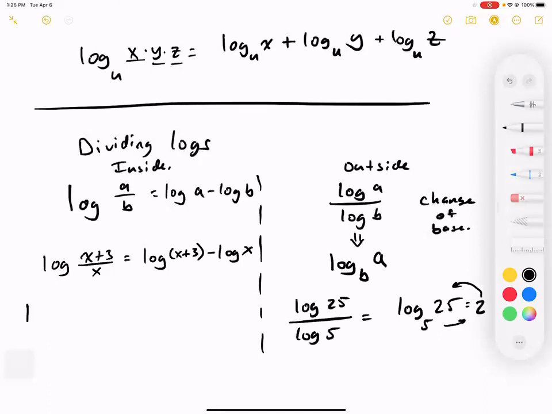Let's do one more. What if I'm saying log of e over x squared? Okay. What happened? How can I break this up into two separate logs? Well, this is log, e is on top, and minus log of x squared on the bottom.